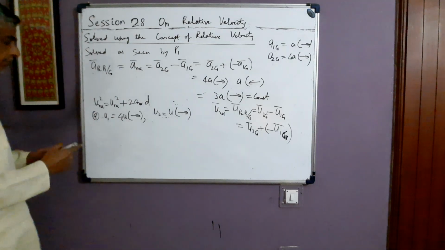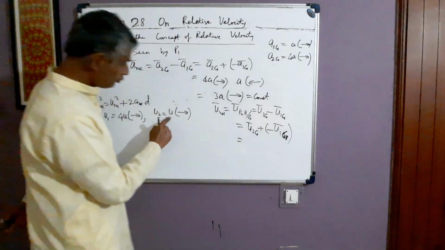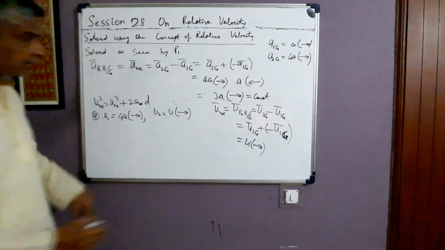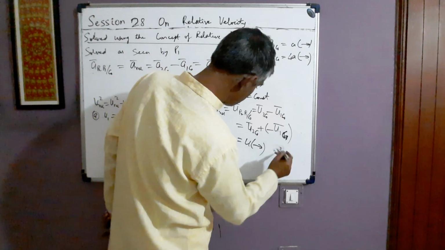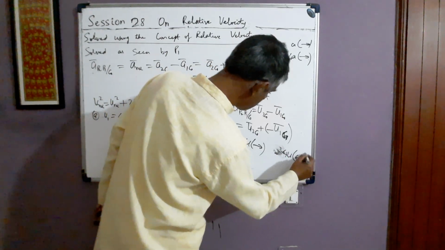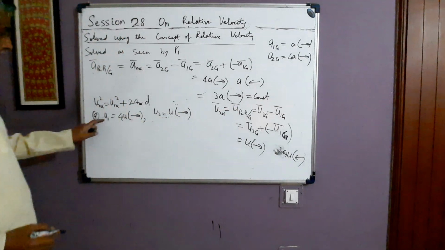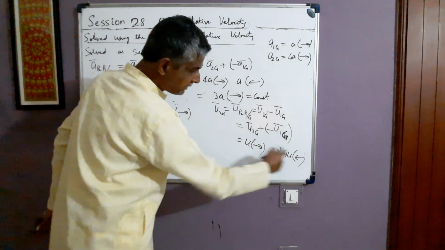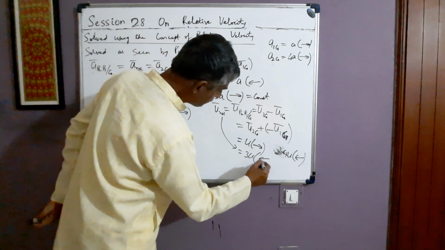Now in part A, U2G is how much? U2G is given to be U rightward. U1G is given to be 4U leftward. So minus U1G will be 4U rightward, fine. U2G is equal to U rightward and U1G is equal to 4U leftward. We have to add vectorially these 2. So they are in opposite direction, and this has larger magnitude. So U relative in this case will be 3U leftward.